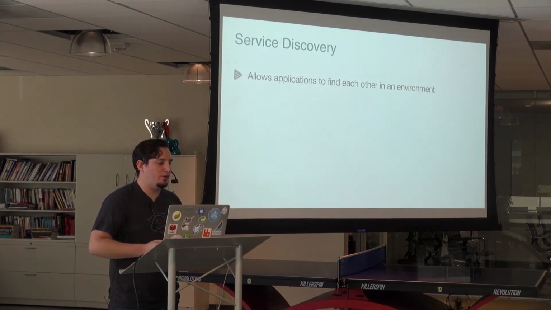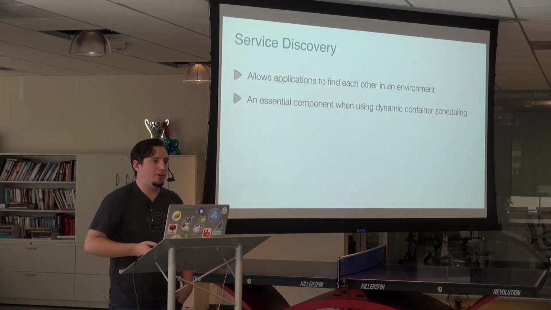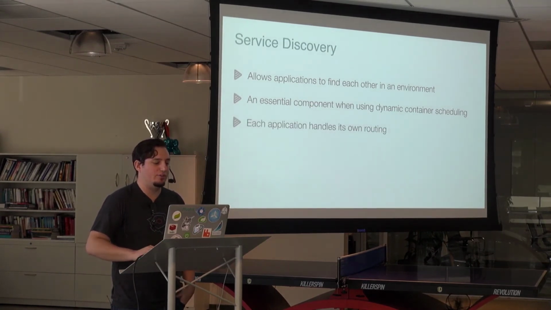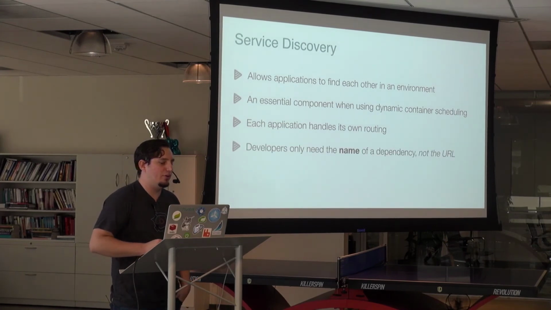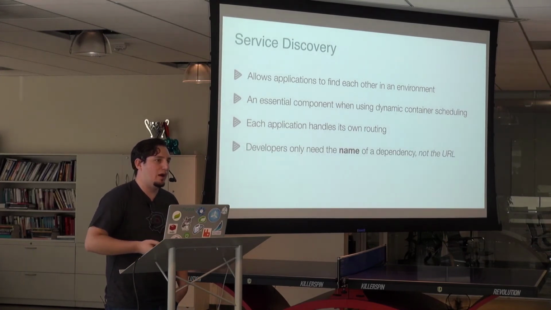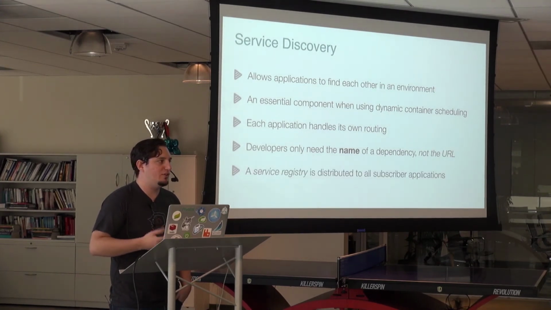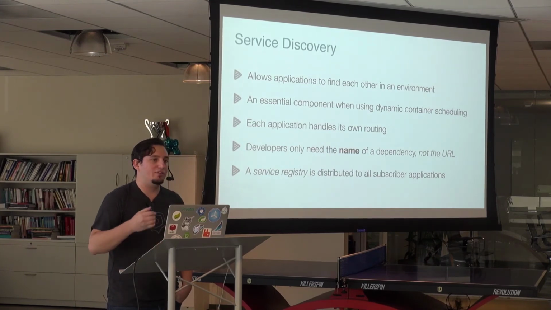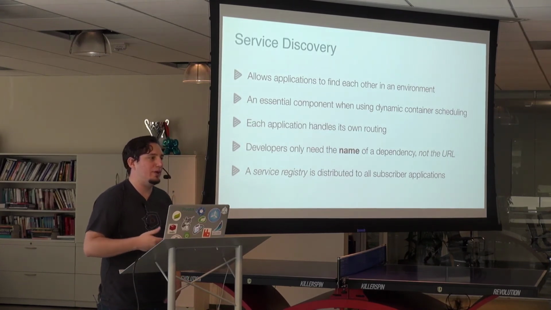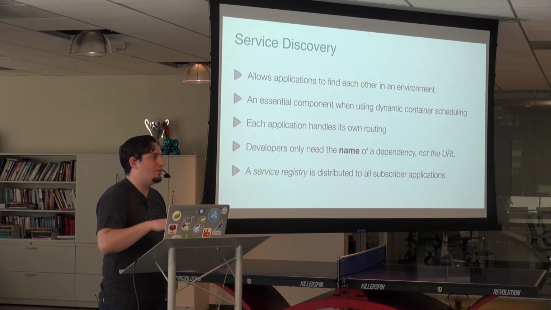All right, so the first demo here is going to be service discovery. And this allows applications to find each other in an environment. It's an essential component when you have a cloud platform. But each application is going to handle its own routing instead of handling routing from the server side. And what changes for the developer is that instead of using a URL, they'll use the name of the service that they want to communicate with. And how this is done is it uses a service registry, which is a lot like a phone book. I'm going to subscribe to that phone book, provide my information, and I'll get the information of all of my dependencies back.